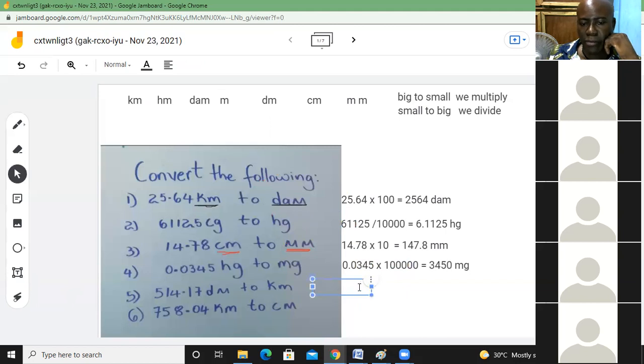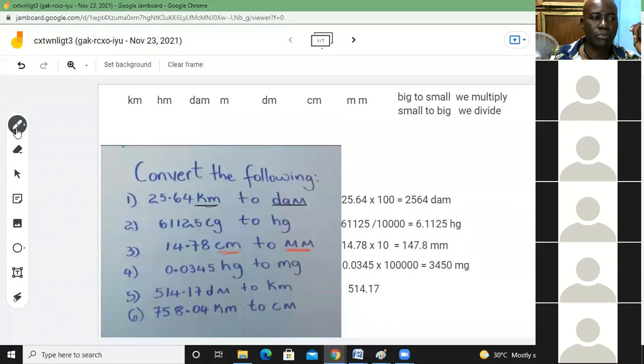Very good. Let me kick this one off. I'm going for this one. All right. So we're looking at 500 and I think this is a 514.17. What's the relationship between this though? Decameter to hectometer. So we're moving from kilometer, should say.